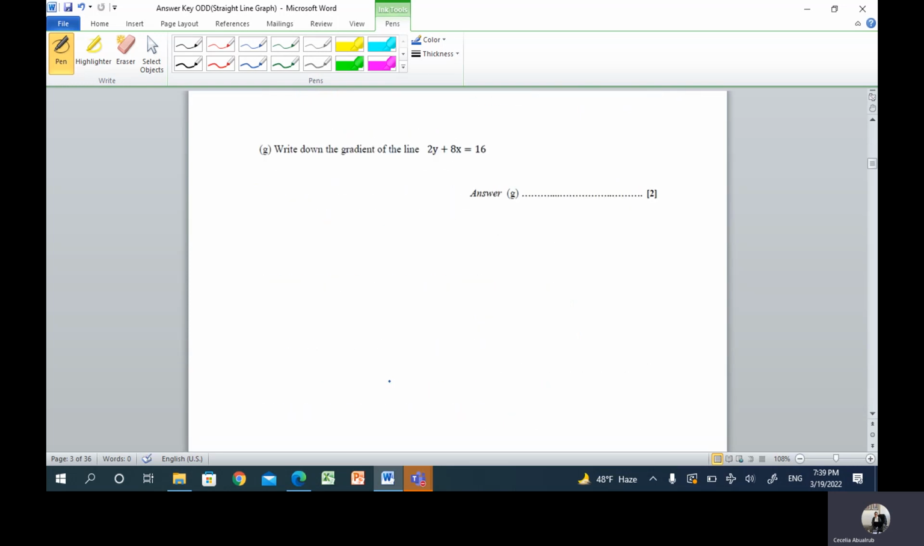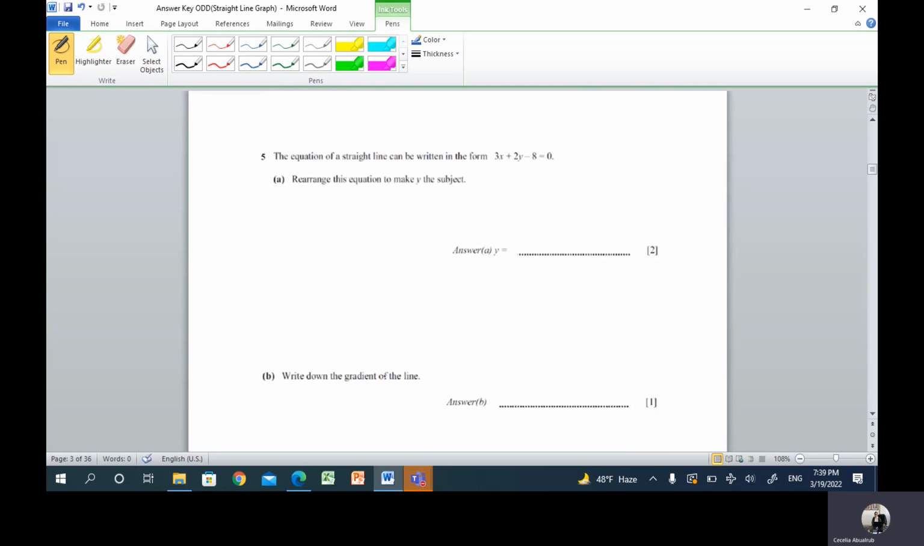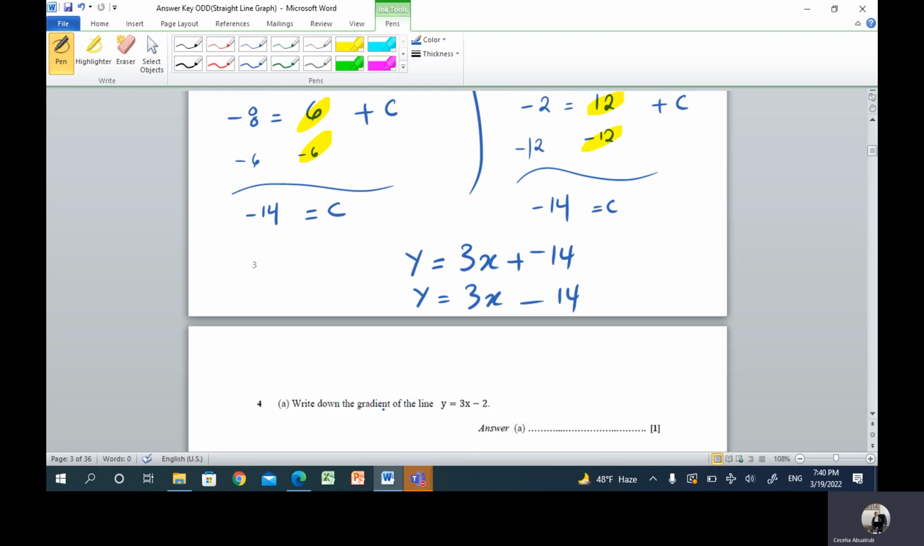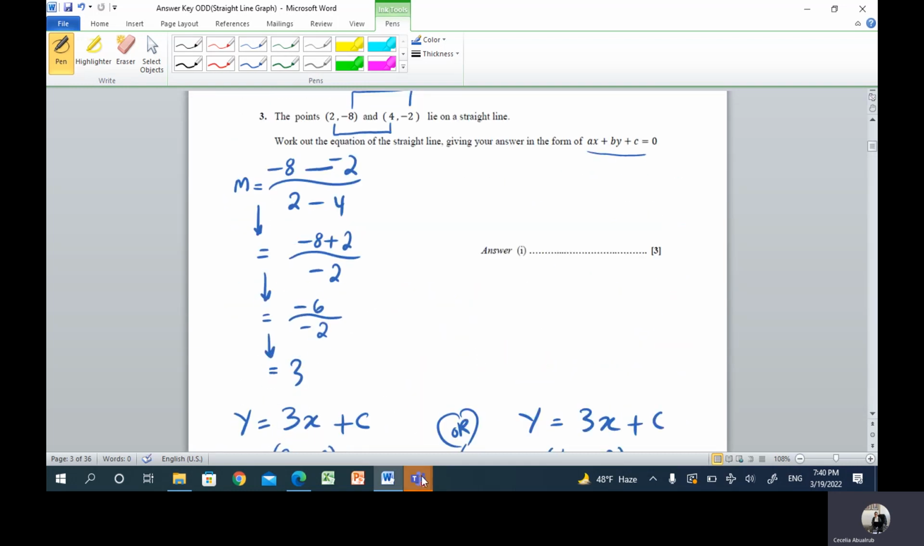Okay, next question. Sorry, here I think there is one part, y is equal to 3x minus 14, but they want us to write it. So here, y equals 3x minus 14. Let's bring them all to one side. y minus 3x plus 14 equals 0, right?